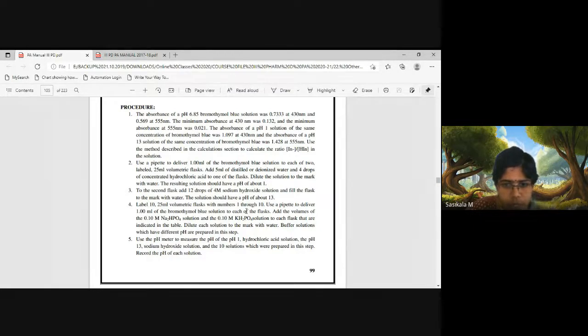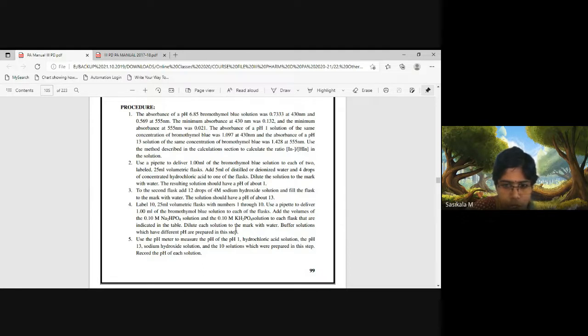Likewise, we need to use a pipette to deliver 1 ml of bromothymol blue solution to each of the flasks. To all 10 flasks, we need to add 1 ml bromothymol blue. Then add the volume. How will you select from that tabular column what volume to add to each flask from these two buffer solutions? Okay, 0.1 molar disodium hydrogen phosphate and potassium dihydrogen phosphate to be added to each flask, and those are indicated in the table.